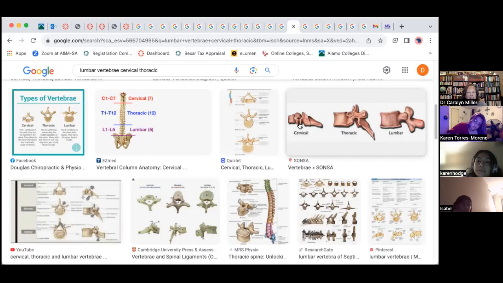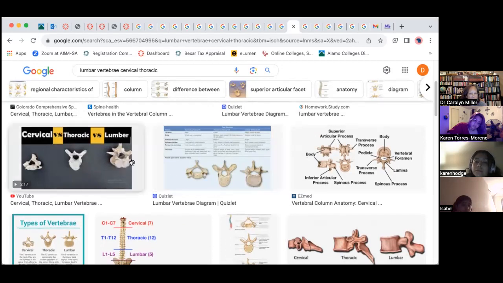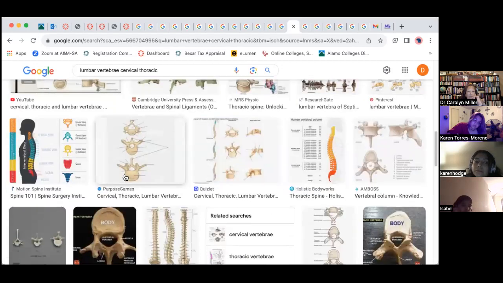Oh, okay, that looks like a hole. That may be the foramina in the cervical. Or if it's this view, you could definitely tell the difference, a little wider, because it's carrying more weight, the weight of the body. Here's one, still looks a little bigger, a little wider.